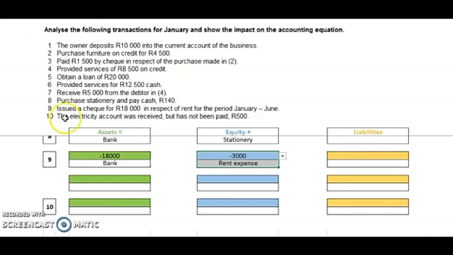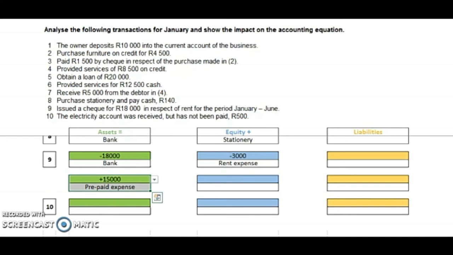Take note that we have a minus 18,000 as well as a plus 15,000 in the assets column, resulting in a net amount of minus 3,000. And we also have a minus 3,000 in the equity column, resulting in the accounting equation balancing. Always check that this is the case for each transaction.